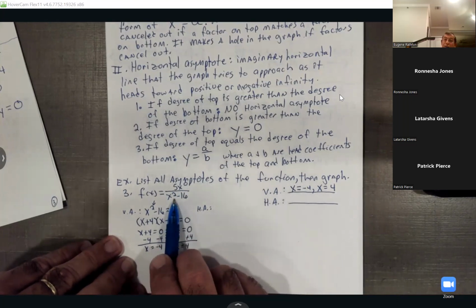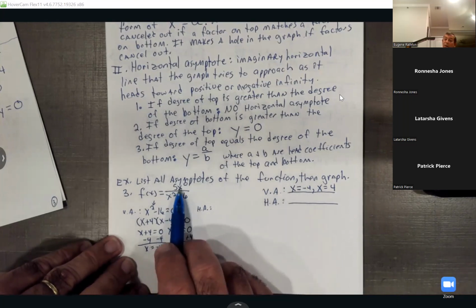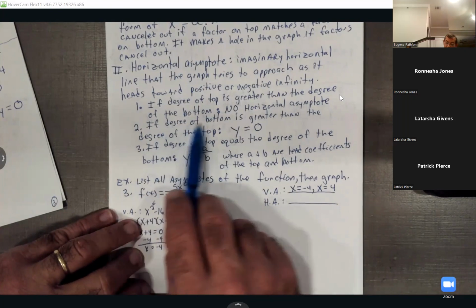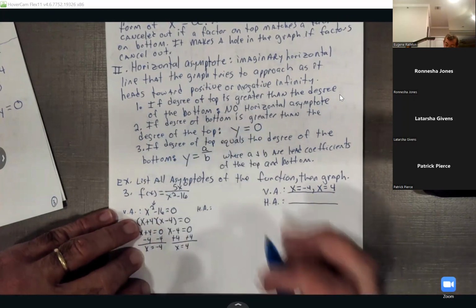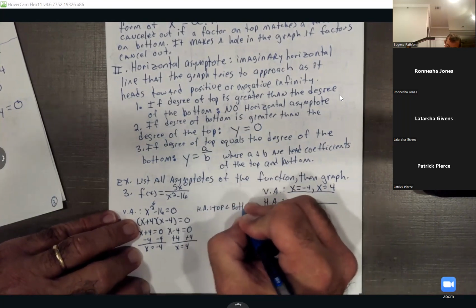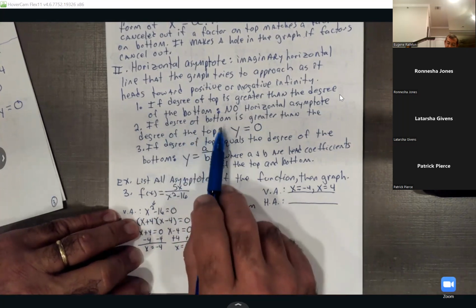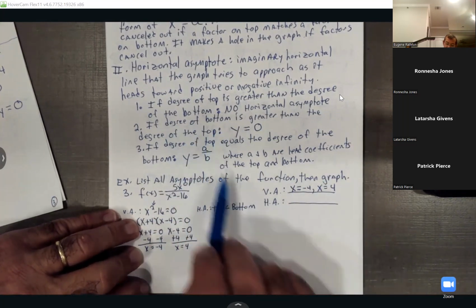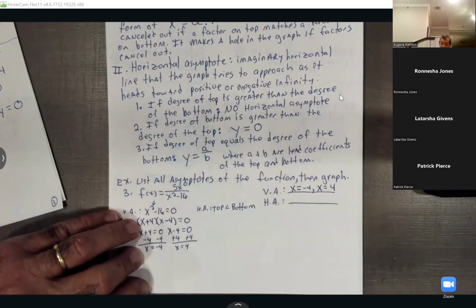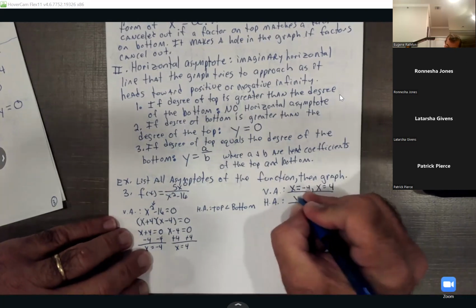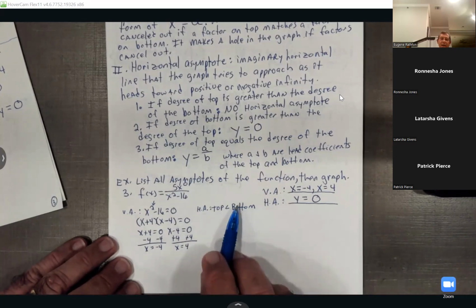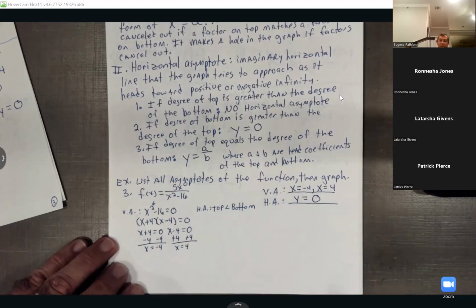The degree of my bottom is 2. So 2 is bigger than 0. So this one's bottom heavy. What we say is, if the degree of the bottom is greater than the degree of the top, so this one, top is less than bottom, that'd be number 2. The bottom's greater than the top. So that means this one would be y equals 0. Anytime it's bottom heavy, you're going to have y equals 0 for that asymptote.